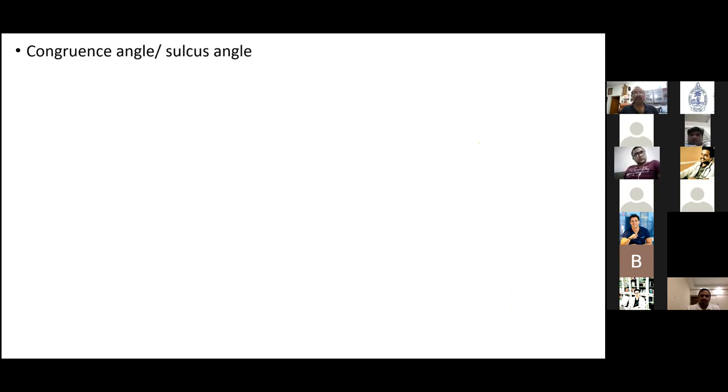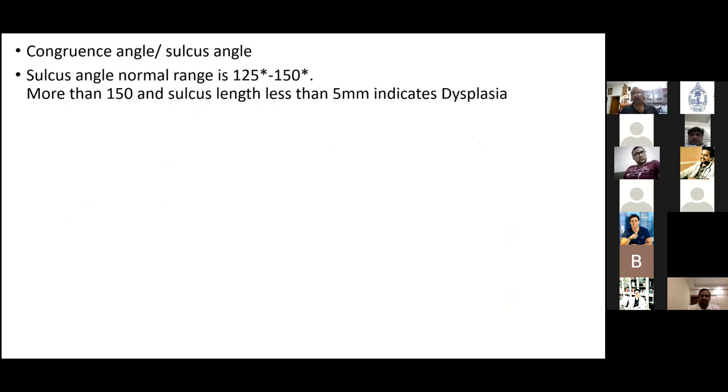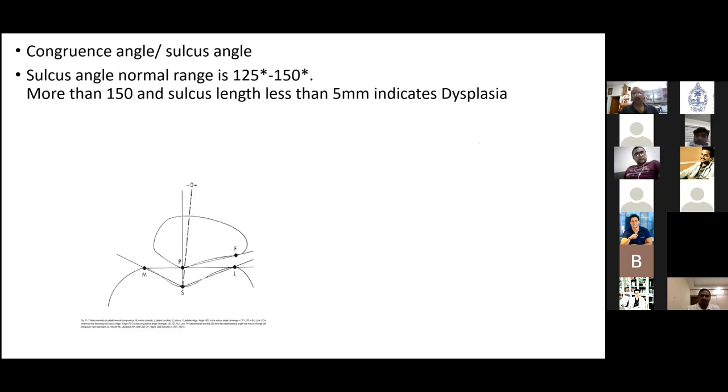What we basically look for, one important thing, is the sulcus angle. Nowadays we send the patient for CT and look for the TT-TG distance rather than all these things. But practically, the easiest is to look at the sulcus angle. Normally the range is considered around 140 degrees, so normally 125 to 150. Something more than 150 indicates there is a trochlear dysplasia.